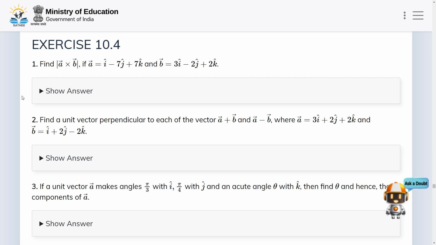You have to find or evaluate a determinant. And what type of determinant? The first row will be i hat, j hat, k hat. The second row will be the scalar components of A vector, that is 1, minus 7 and 7. The third row will be the scalar components of vector B, means 3, minus 2 and 2.